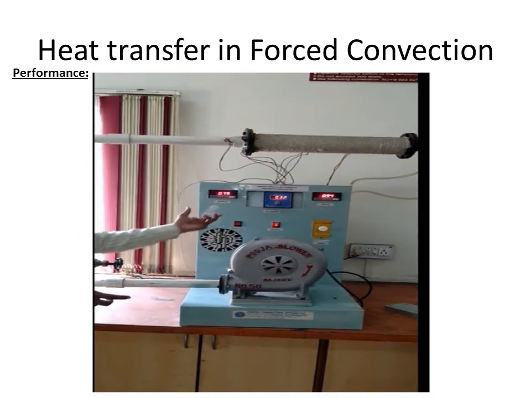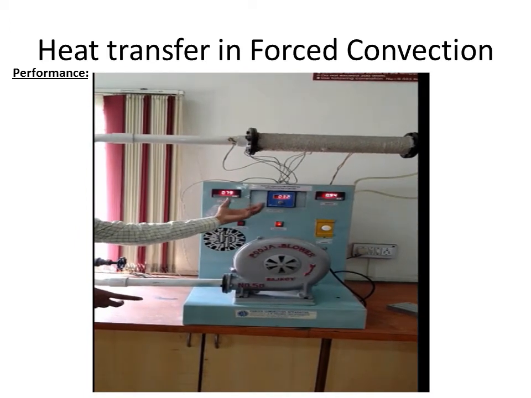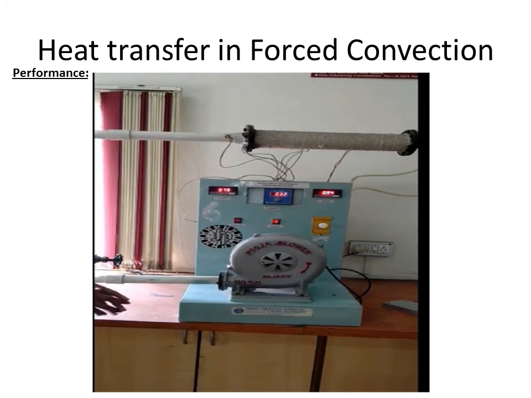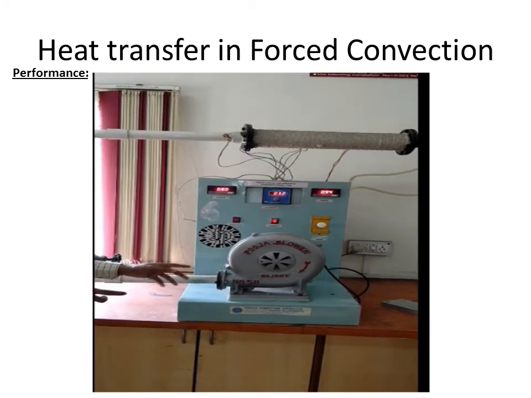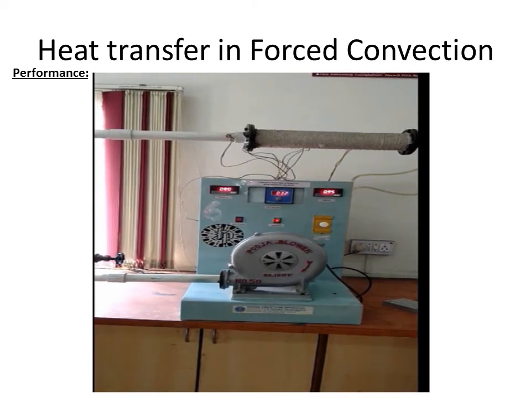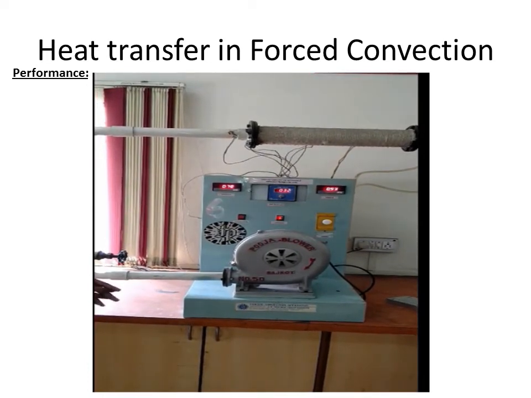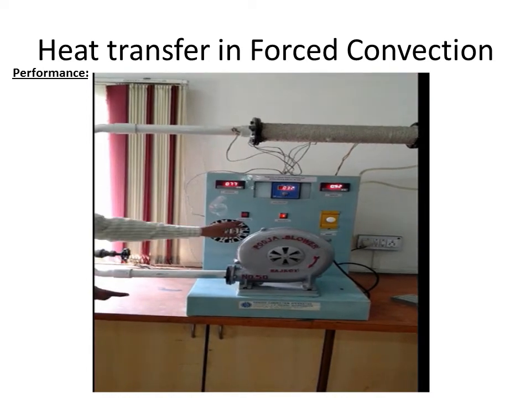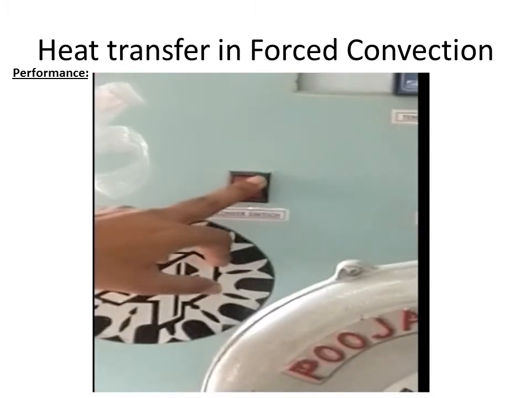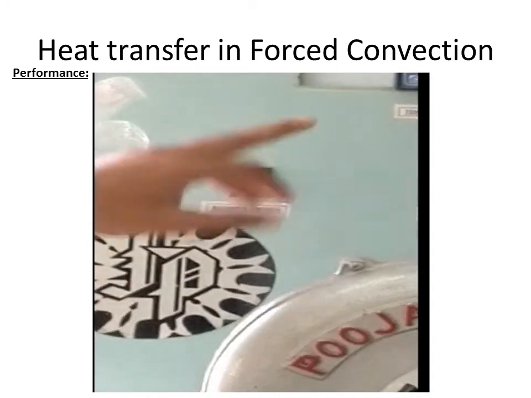Actually, there is no range for setting the voltage and current. You can set in between 50 to 60 or 40 to 70, like that, and then you have to wait to reach the steady state, and then after that we will take down the readings. While you take the readings, you have to switch on the blower. So for forced convection, make sure you switch on the blower while you take the readings.